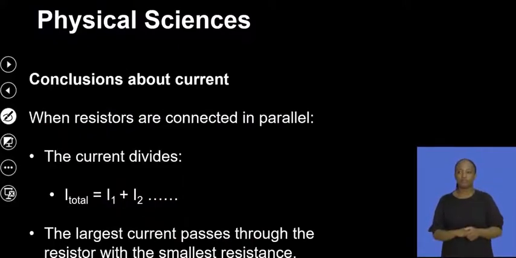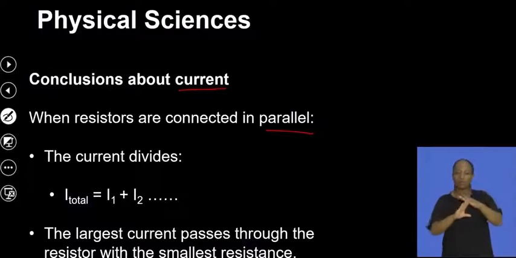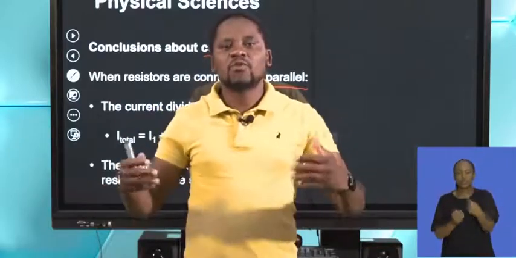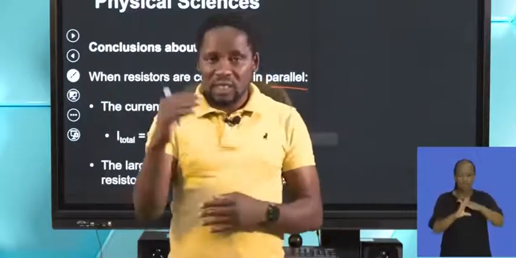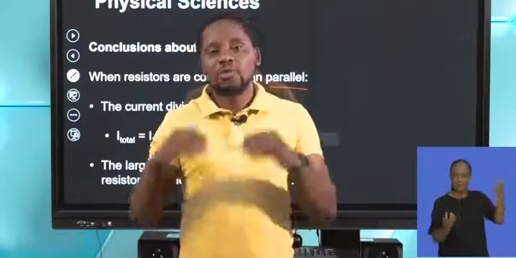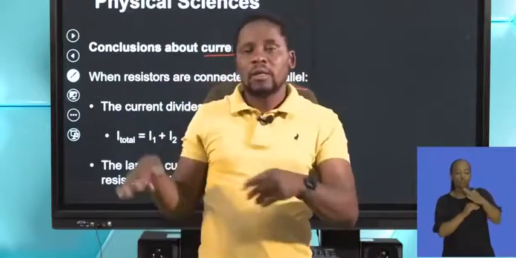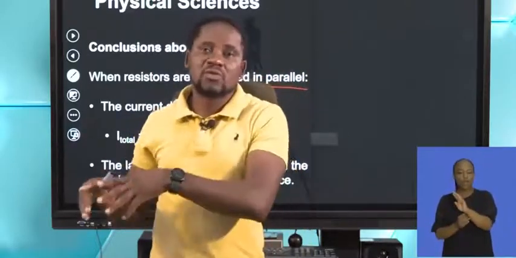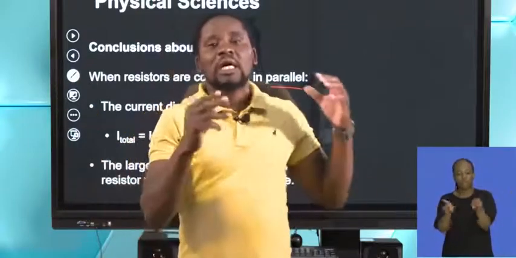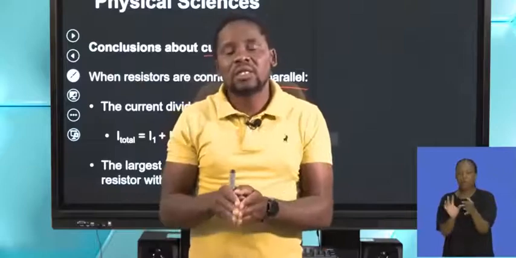So what conclusions can we arrive at with regards to current in a parallel circuit? What do we know? The current is divided in a parallel circuit. So the total current is split between a number of resistors connected in parallel. Let's say, for argument's sake, to generalize this, if we've got n resistors that are connected in parallel, the total current will be split between those n resistors. So current through R1 plus current through R2 plus current through Rn must give you the total current for those n resistors that are connected in parallel.